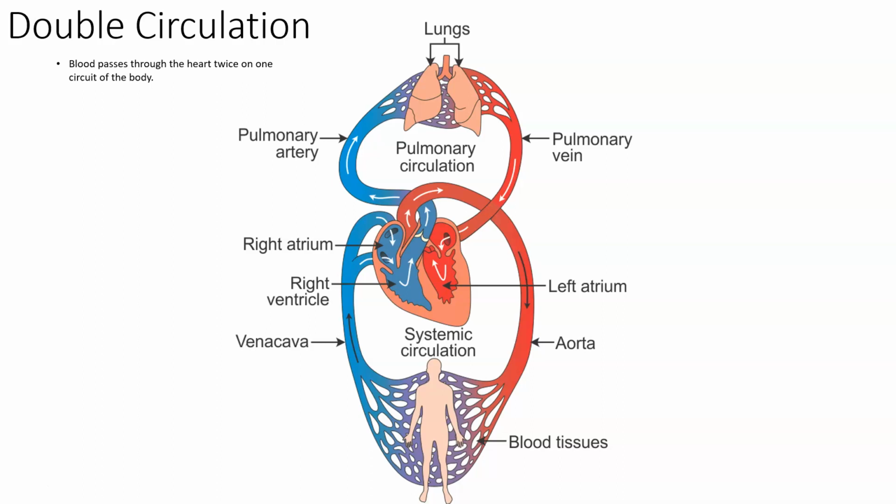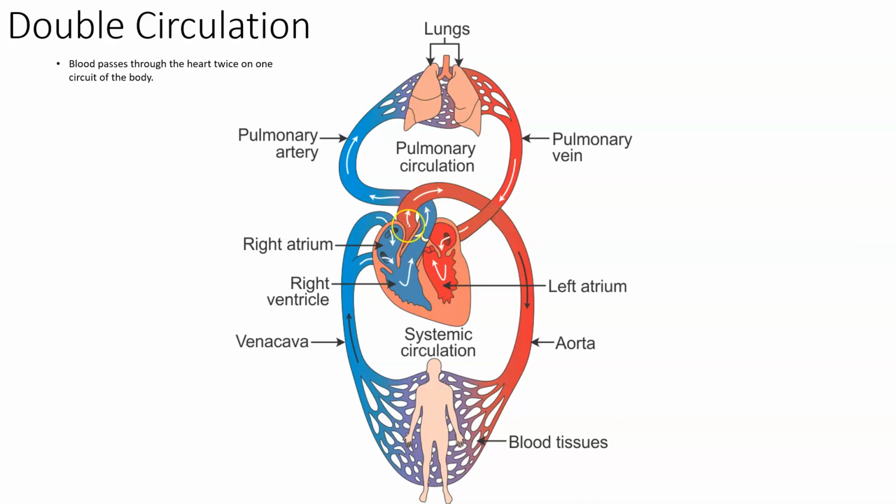So we've already established that blood is going to pass through the heart twice. That's what double circulation means. The first time it passes through the heart, it's ultimately going to send blood to the lungs, and that's important because the lungs are where all of the gas exchange takes place. The blood then needs to be returned to the heart before it is circulated throughout the body.